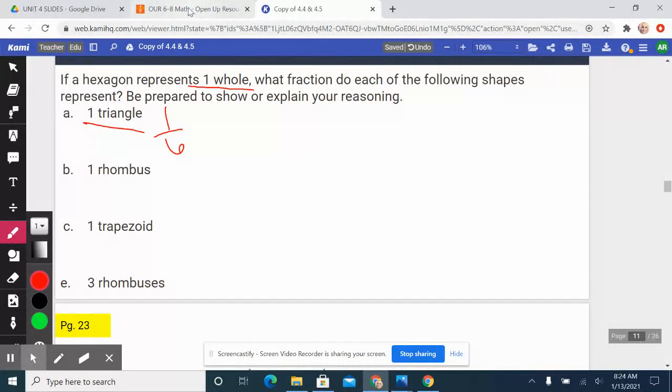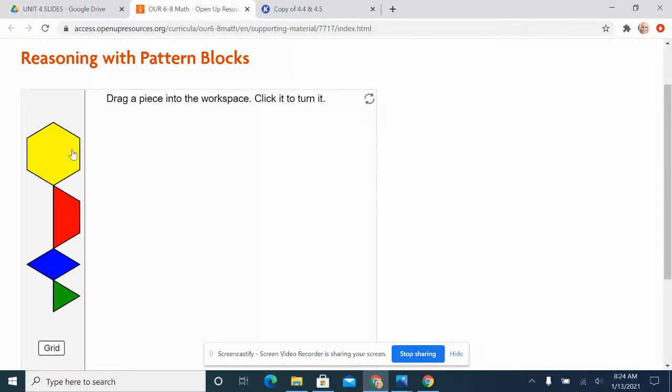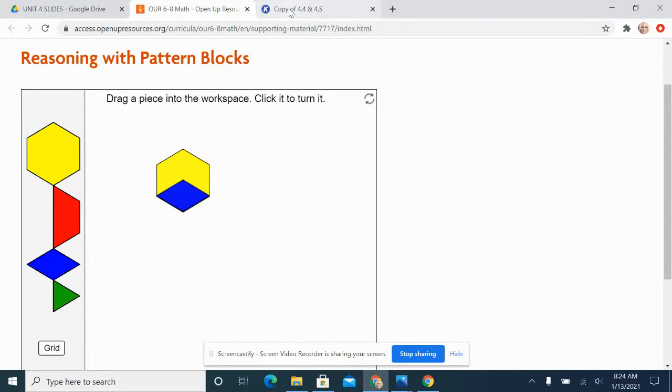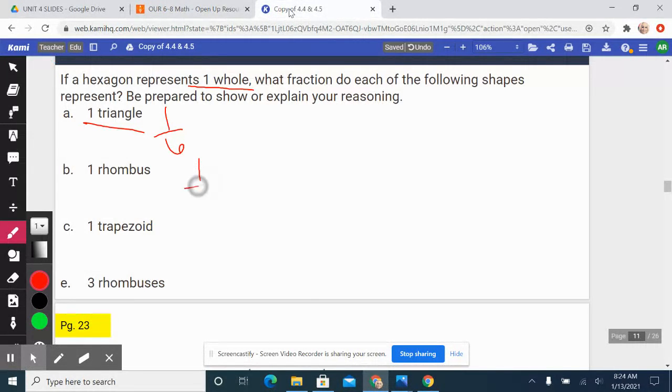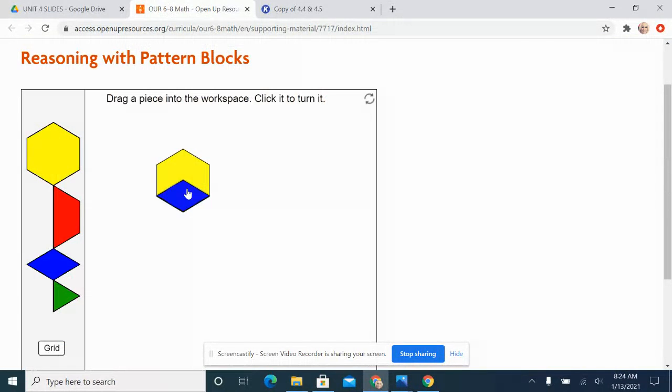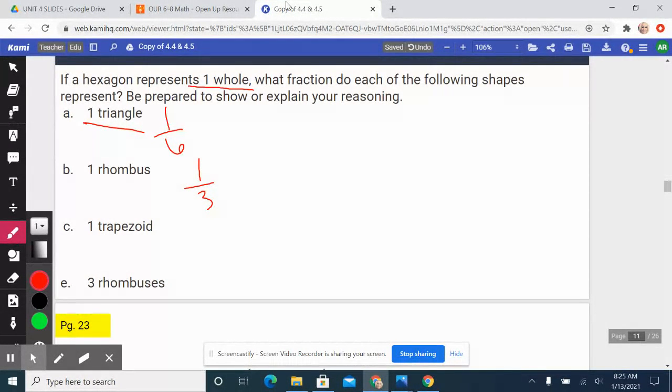B is the rhombus. Okay, so let me restart here. Now the rhombus, I'm going to put in this hexagon, and that actually ends up being 1/3 of the hexagon. So for B, you should write 1/3. Okay, letter C says the trapezoid. So let me take this away. Now remember the trapezoid is the red one, right? Some kids forget what a trapezoid looks like. So that is half of the hexagon. Okay, so that trapezoid is, I'm going to write it right here, 1/2.